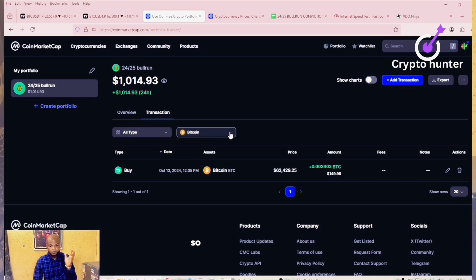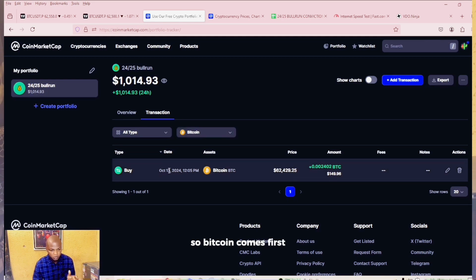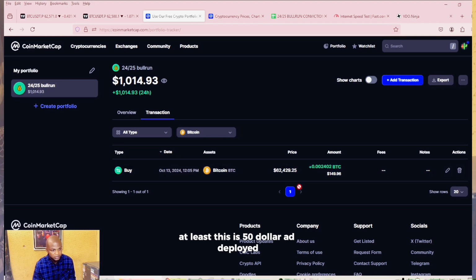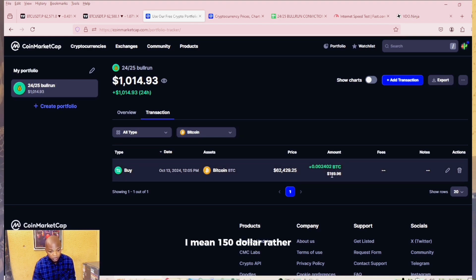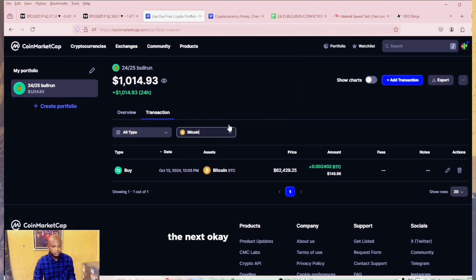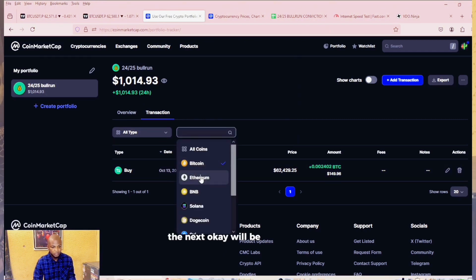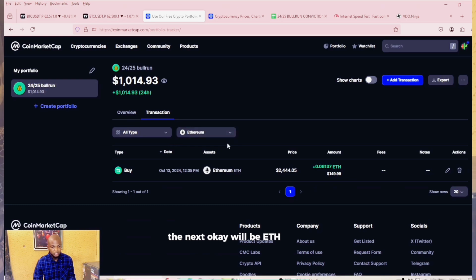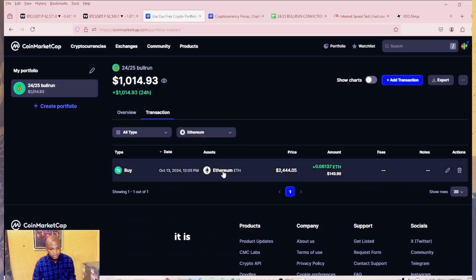So Bitcoin comes first. At least this is $150 deployed. It's now down to 149.96. The next token will be ETH. So we'll be deploying ETH also.